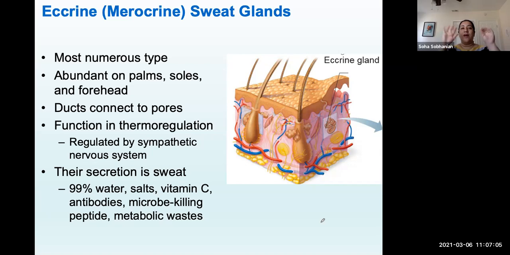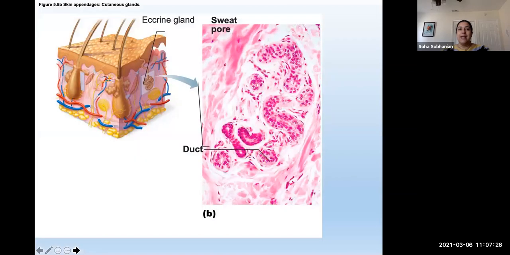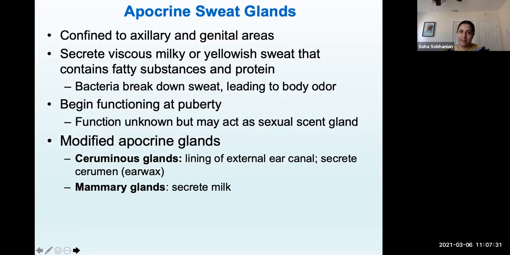Lots and lots of it is found at the palm of your hand, abundant in the palms of your hand, the soles of your foot, and then your forehead. So these are the common places you have higher concentration, but of course you have them throughout your body. The second type that we have, the apocrine sweat glands, is the one that we associate with you being nervous. That's the one that creates the sweatiest smell.